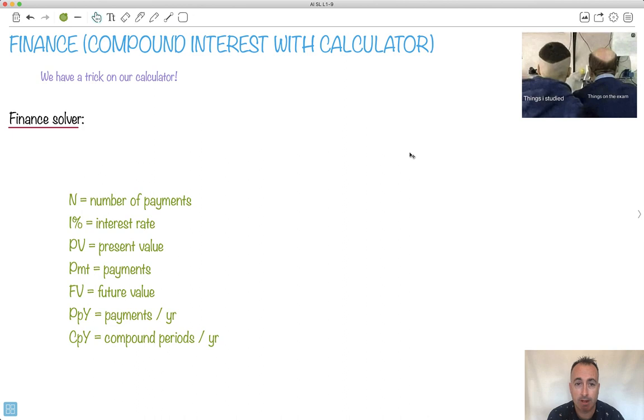Now it's time to do finance, but this time with our calculator to cheat. So we have a trick.